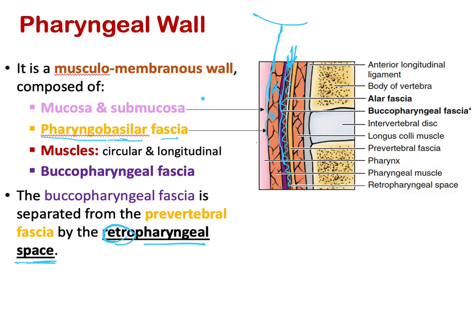Anyway, what I want to say is that behind this space, there is another fascia, which is the prevertebral fascia. This one. That means the potential space, which we call the retropharyngeal space, is located between the buccopharyngeal fascia and the prevertebral fascia. We call it the prevertebral fascia because it is anterior to the body of the vertebrae and the muscles there, right? So this is the retropharyngeal space.